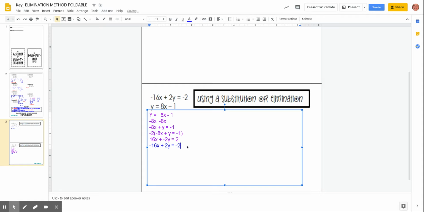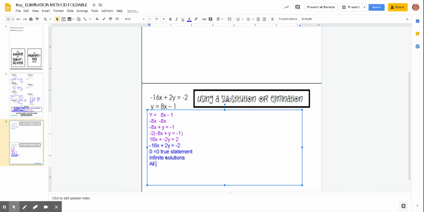equals negative 2. And you can see, once again, these all are going to eliminate: 16x, negative 16x, negative 2y, positive 2y. So I'm going to be left with 0, but 2 plus negative 2 is also 0. So this would be a true statement, which means I have infinite solutions. It's also, if we put that 8 on its side, that's the symbol for infinity.